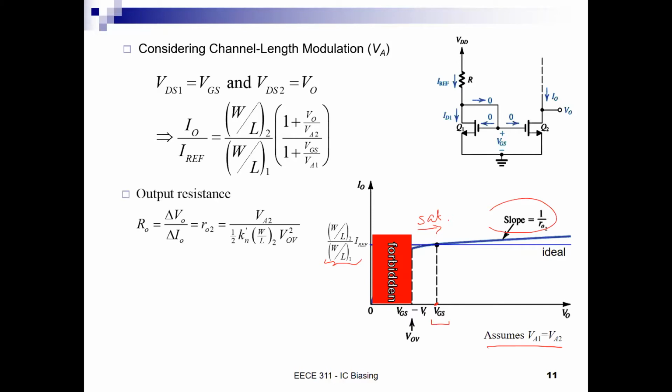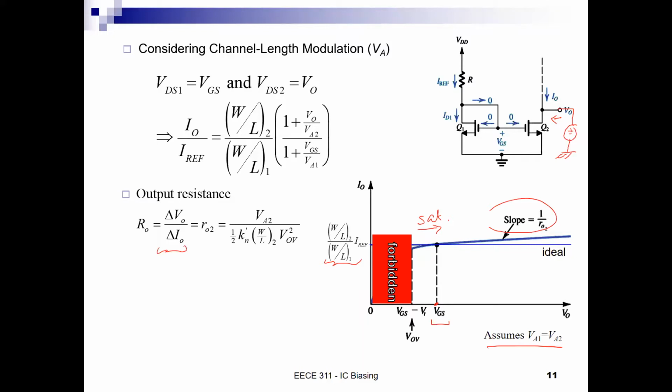Great. So the output resistance, which we typically study by plugging in Vx and Ix, okay, is RO, can also be defined or derived as delta VO over delta IO.